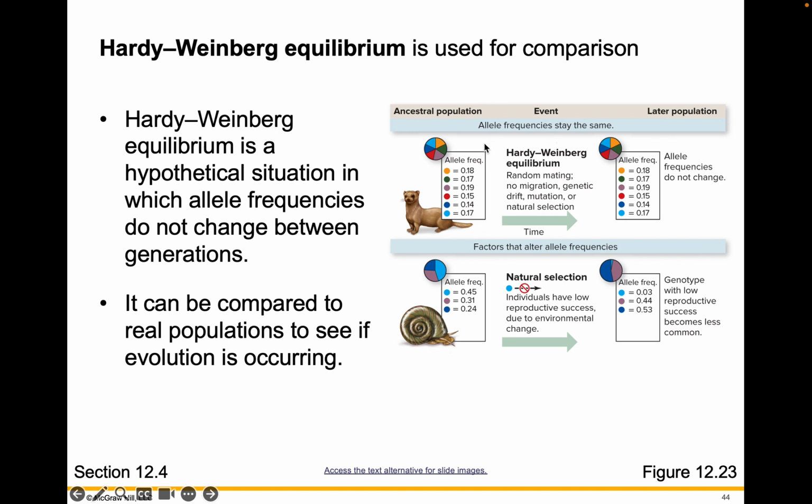So if allele frequencies stay the same, then that means that there is random mating, there is no migration, there's no genetic drift, mutation, or natural selection occurring in that population at that allele. The allele frequencies stay the same over time. Factors that can alter allele frequencies, or things that cause evolution, could be if there are some individuals with low reproductive success due to environmental change.